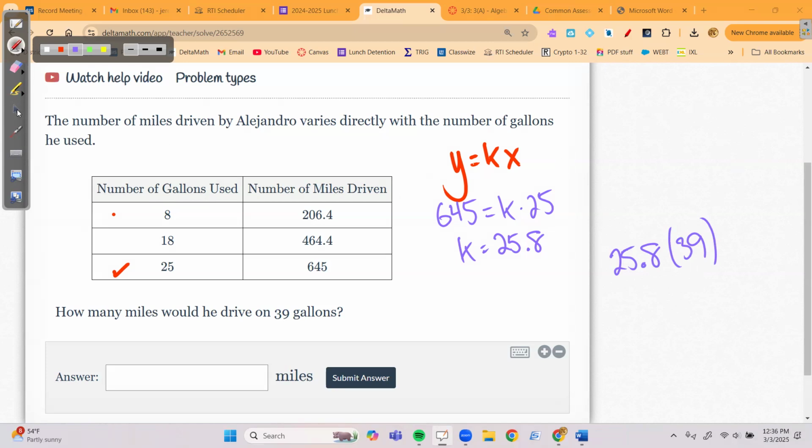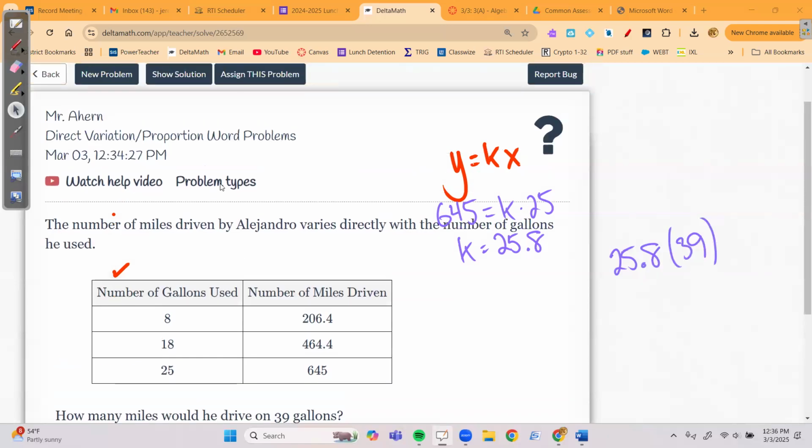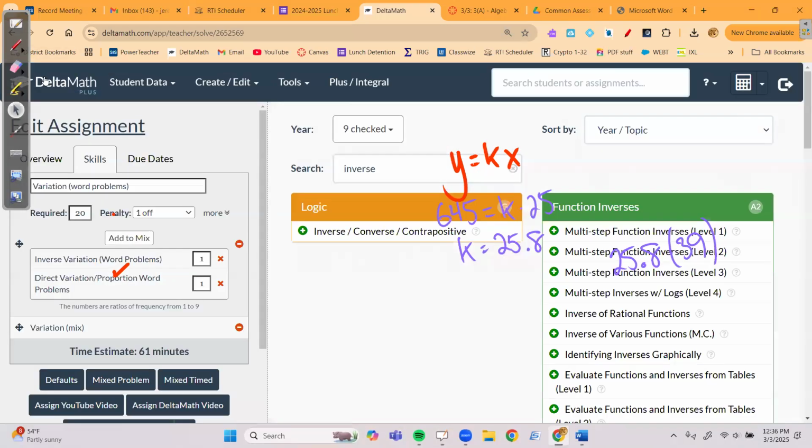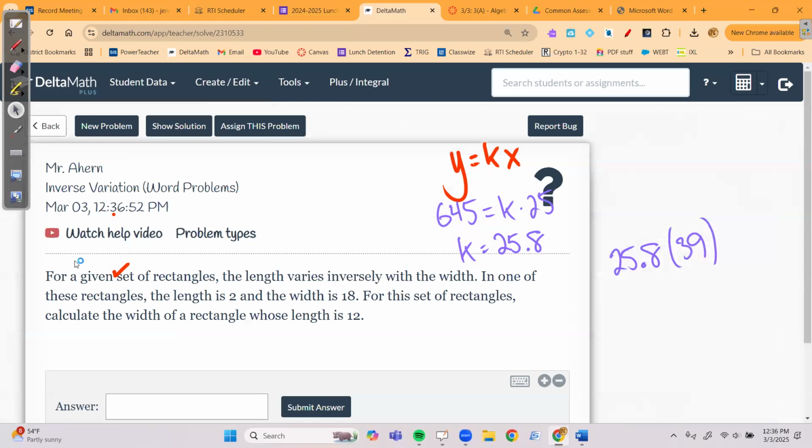Take that. And then do you want to see an inverse one, or do you want me to shut up? An inverse? We're doing it. Oh yeah, only one person said no.